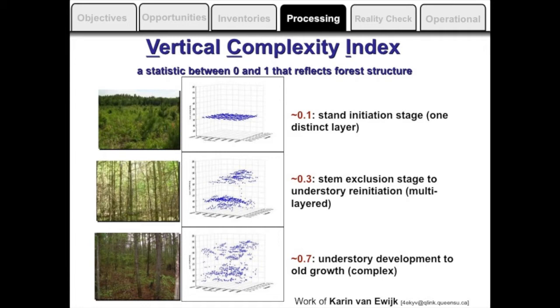But if you have a vertical complexity index around 0.1, you're basically in that single layer condition. If you have something around 0.3, you have sort of a two-tier stand situation, so you have one low regeneration cohort underneath, and an overstory. Once you get up to numbers above 0.7, it basically indicates you have a complex forest structure. Now, this piece of information has allowed us to do some very interesting things.